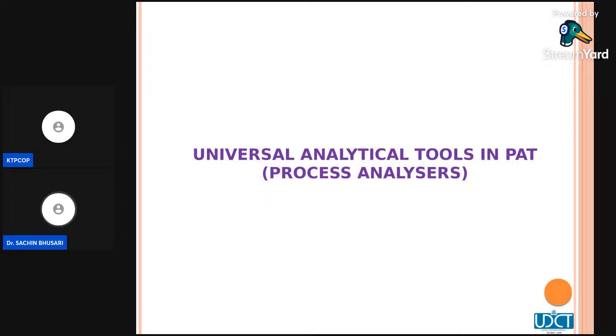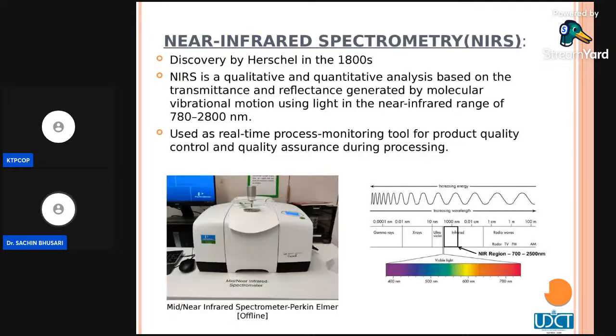Universal analytical tools in PAT. So what are the process analyzers? See, near IR spectrometry. It was launched in the 1800s. It's a qualitative as well as quantitative tool, basically based on transmittance and reflectance. The range of this is 780 to 2800 nanometer. This is the working range.